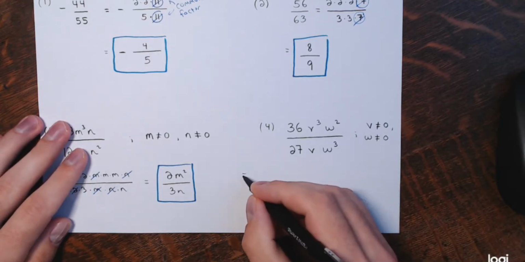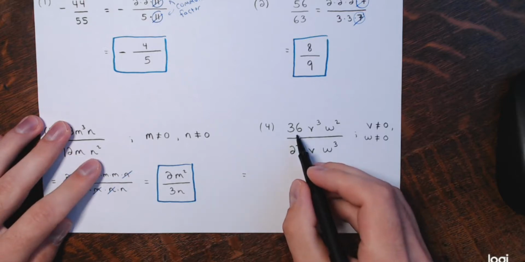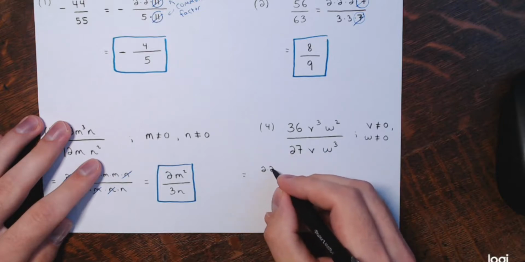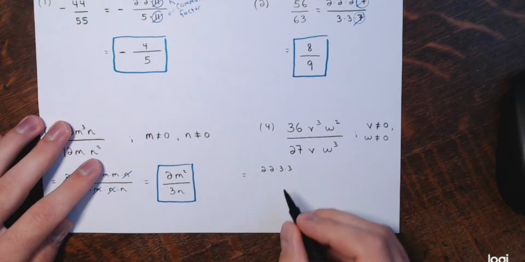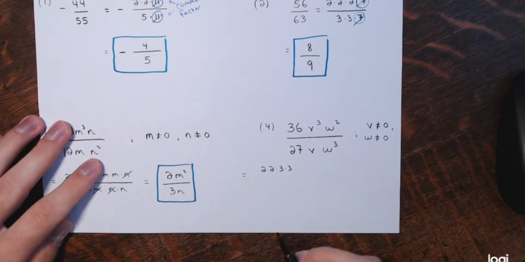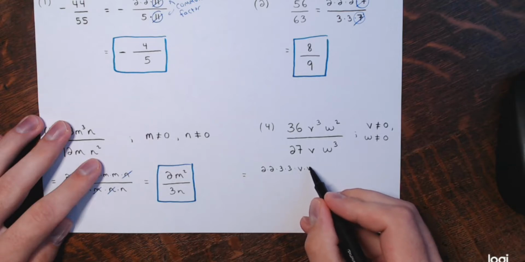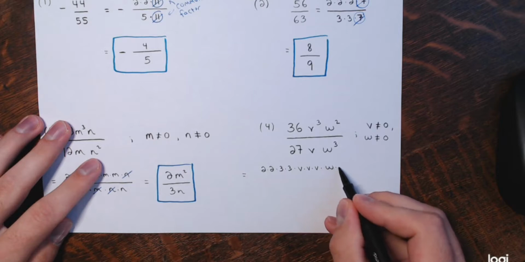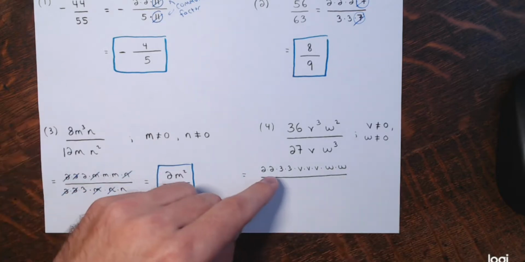Okay, and then factoring the numerator completely. Now 36, that's 4 times 9, which is 2 times 2 for the 4, times 3 times 3 for the 9, right? That's 36. V cubed, right? That's times v times v times v times w squared, right? Times w times w.